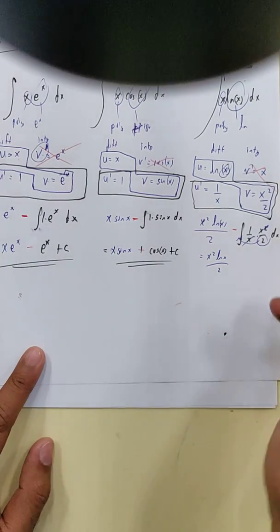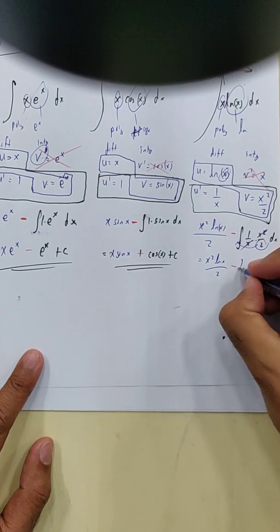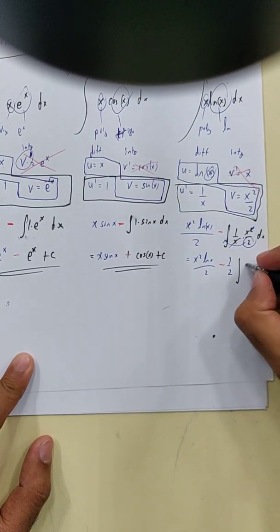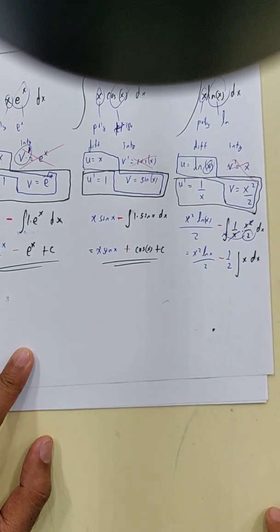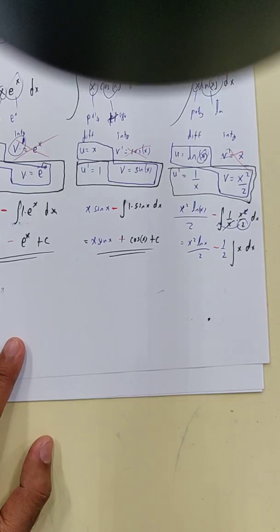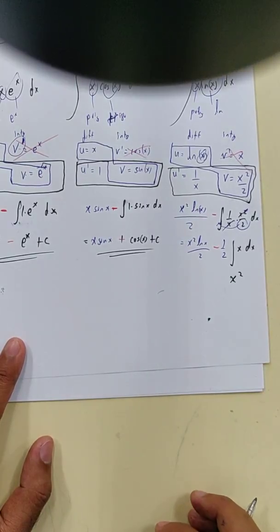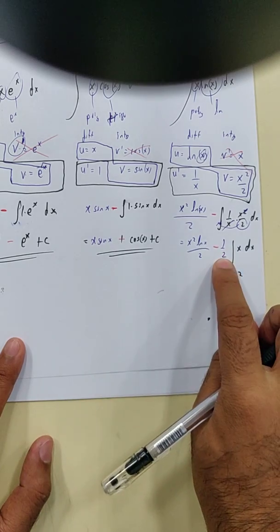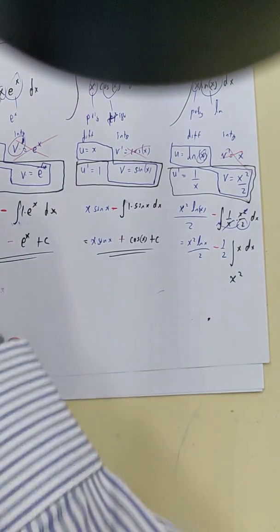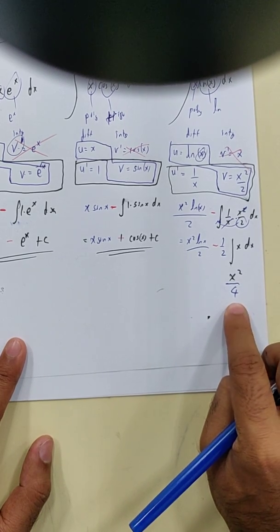So you got yourself negative 1/2, and you are only integrating x dx. Are you okay? And integrating x is x squared over 2, and this 2, what will happen? Over 4. Are you okay? How do I get this 4?